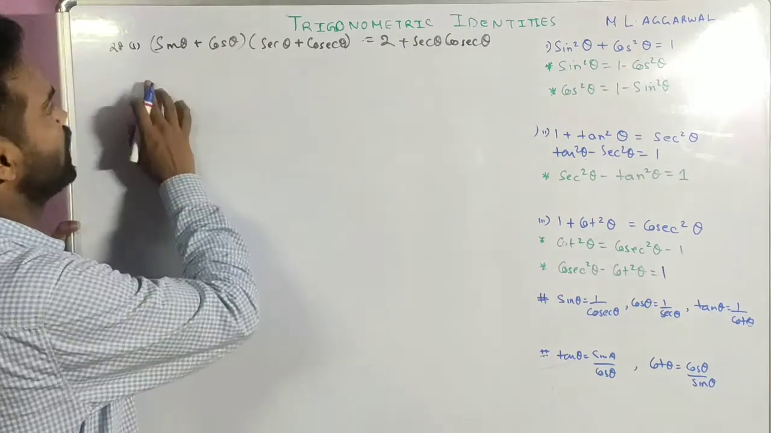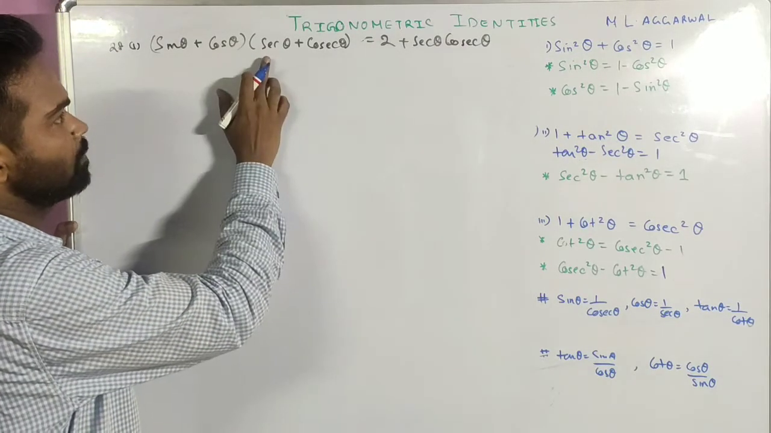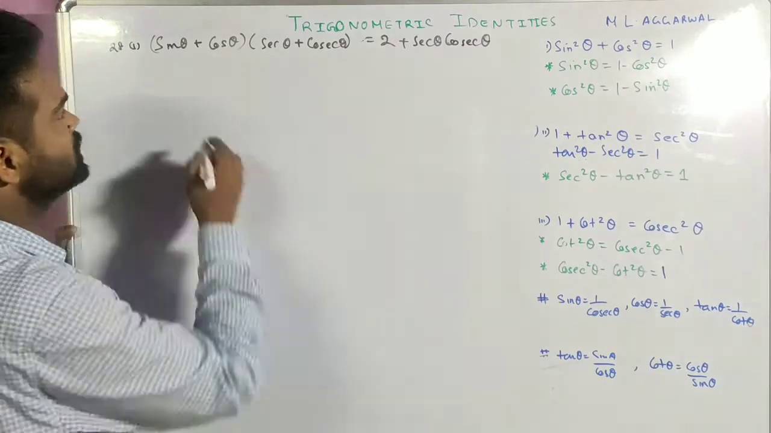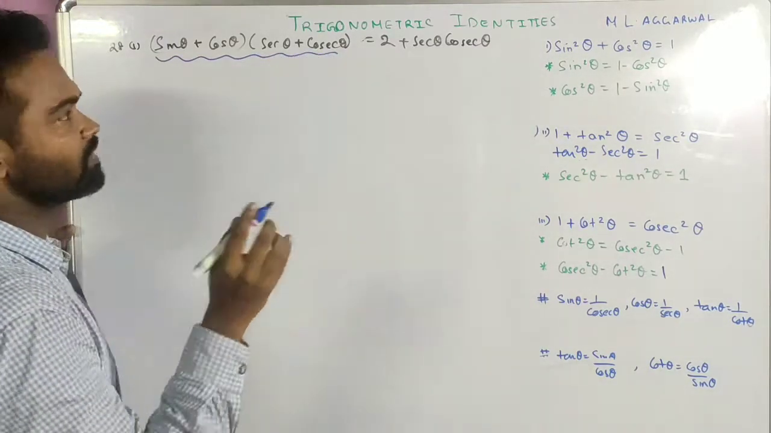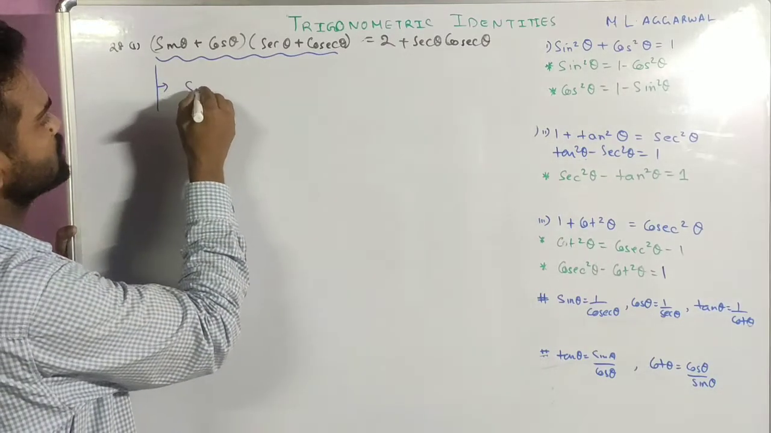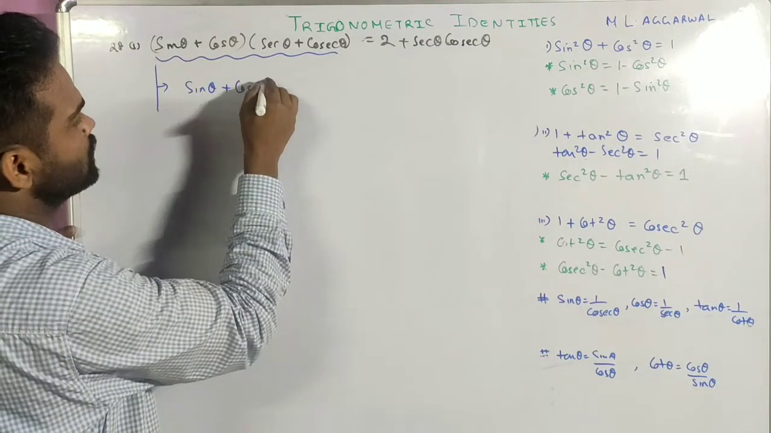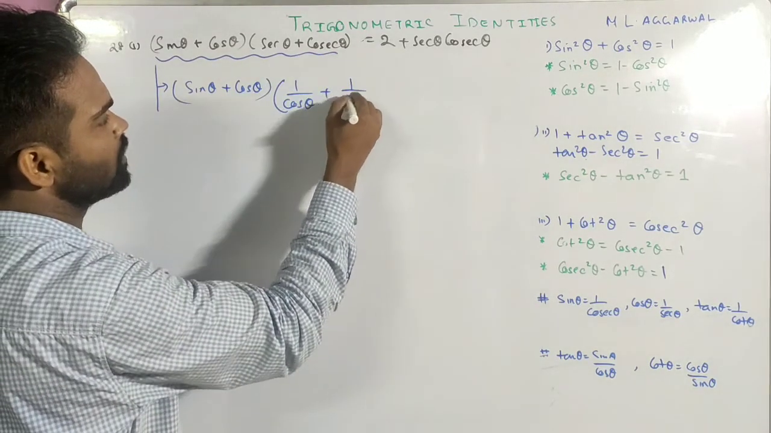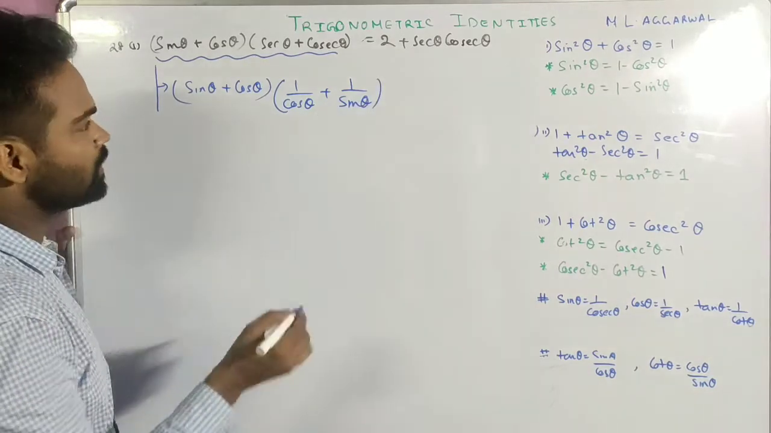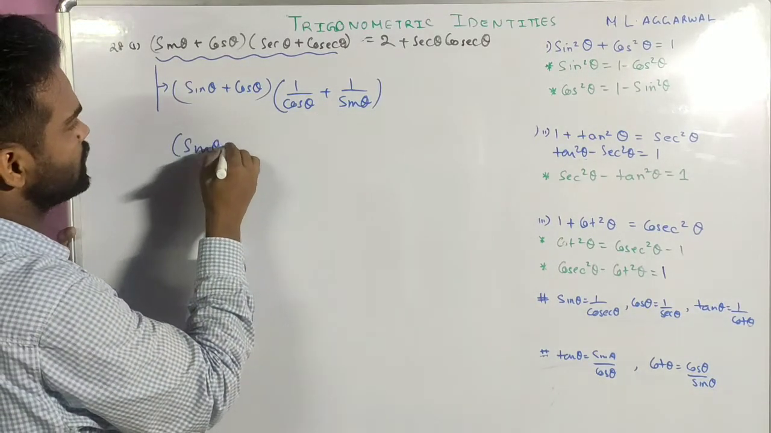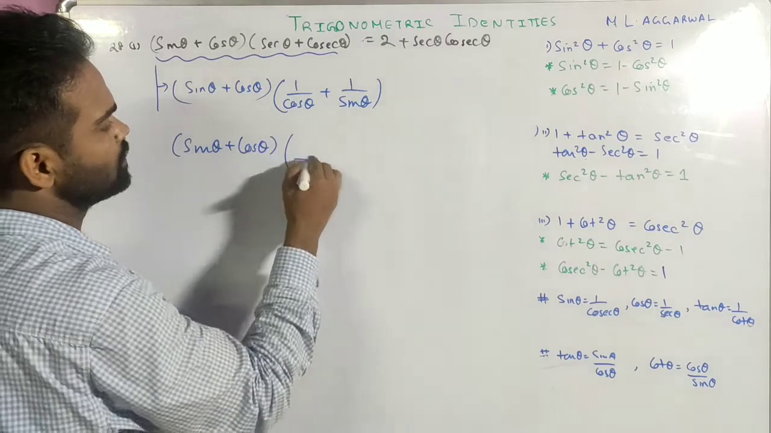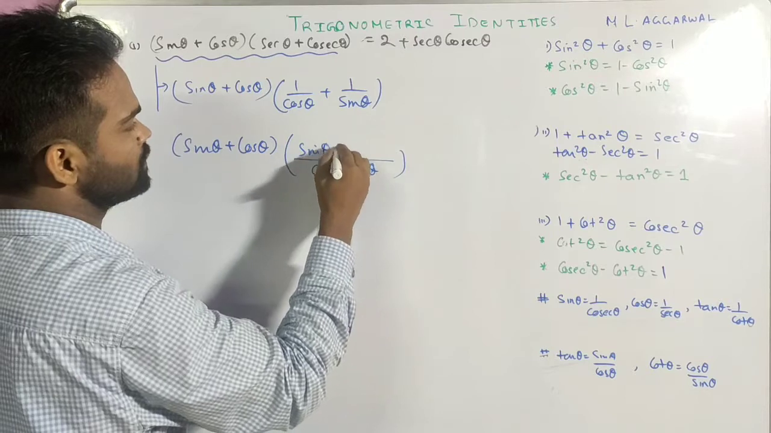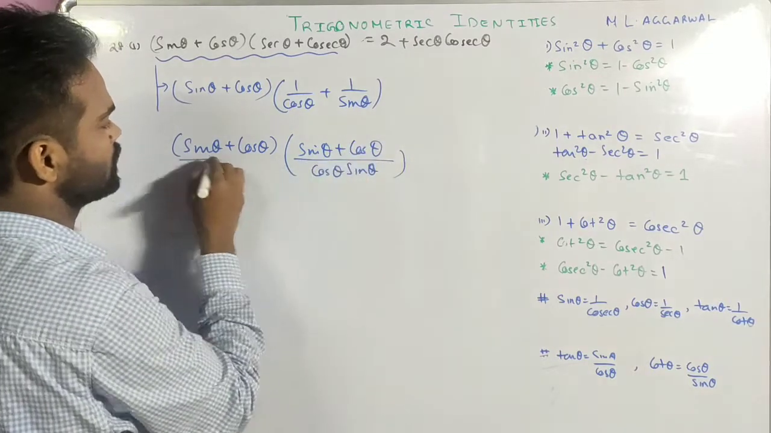Now look at 28 part 1. Prove that sin theta plus cos theta multiplied by sec theta plus cosec theta equals 2 plus sec theta cosec theta. Very easy. We'll take the left hand side. See, can we write this as sin theta plus cos theta? Sec theta, can I write 1 by cos theta plus cosec theta 1 by sin theta? I can write like this. So this is sin theta plus cos theta. If I take LCM, so cos theta sin theta LCM, this is sin theta plus cos theta, isn't it?